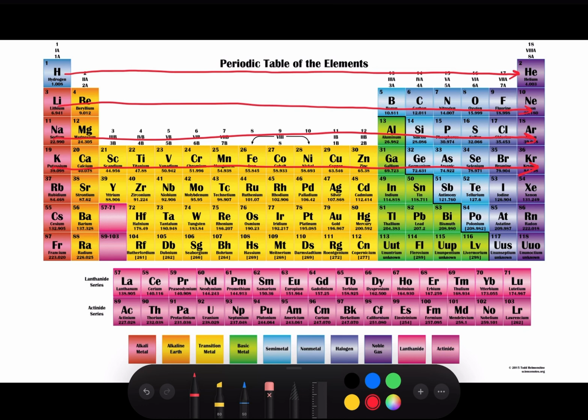Now let's come to the groups. These vertical columns are called groups. The vertical rows are called groups, whereas the horizontal rows are called periods. So now let's come back to the points.